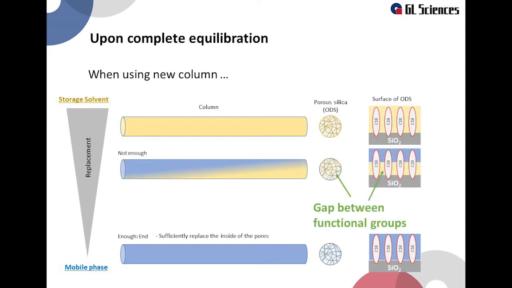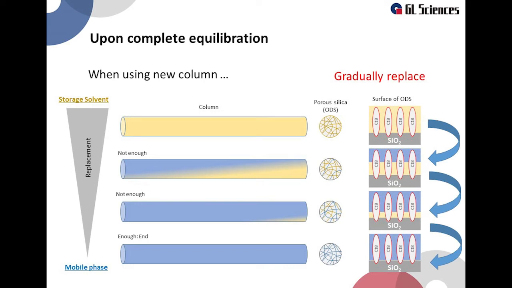A column packing material such as C18 has many pores and a large surface area. The storage solvent is not replaced in every gap between the functional groups after running the mobile phase. After running the mobile phase, the storage solvent is gradually replaced within the silica particles. It requires time for the replacement of the solvent to be complete.